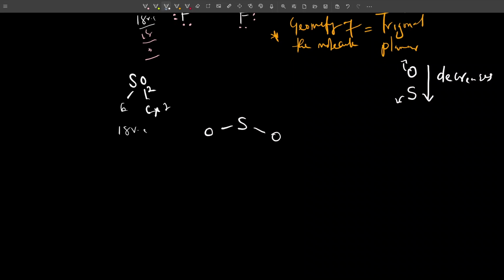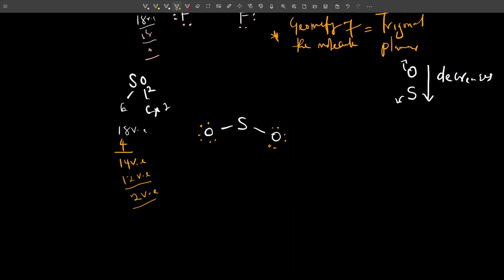Okay, so we have 2 bonds, that's 4 electrons. Remove 4 electrons from here, we have 14 valence electrons. Assign them to the terminal atoms to complete their octets. So what do we have now? We have 1, 2, 3, 4, 5, 6. We've used up 6 times 2. We've used up 12 valence electrons. So how many is left? We have 2 valence electrons left.